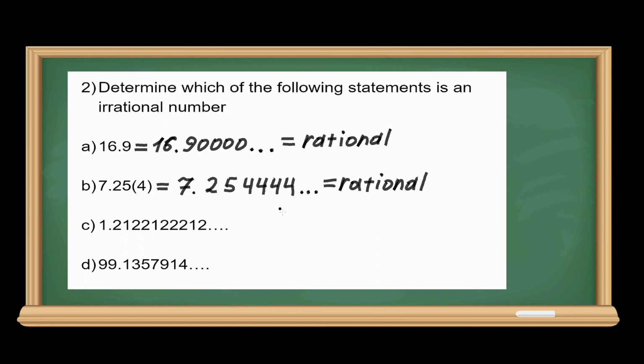The next number is 1.21221212 and so on. This number doesn't have a constant repetition of the same number, like in the previous example, so this number is an irrational number. The last number is 99.1357914 and so on. Like in the last example, there are no digits which are constantly repeating themselves. So this number is also an irrational number.